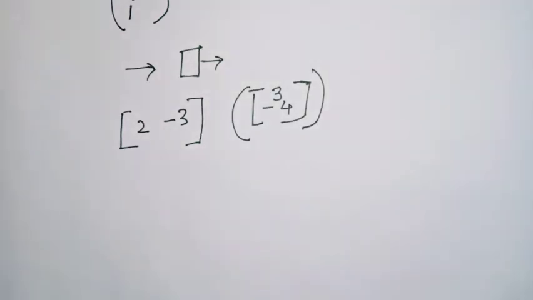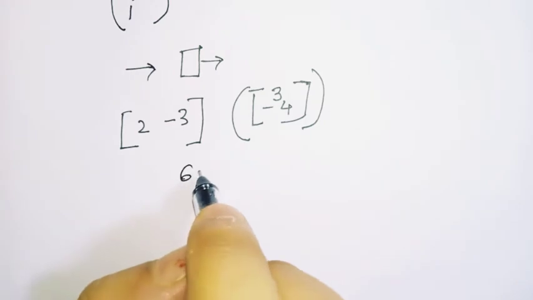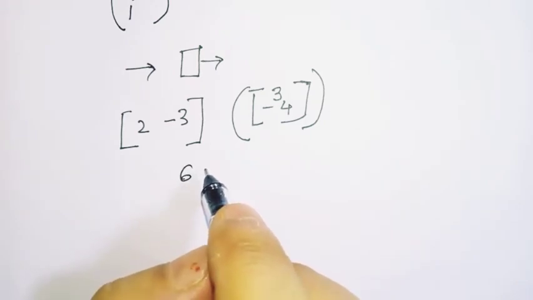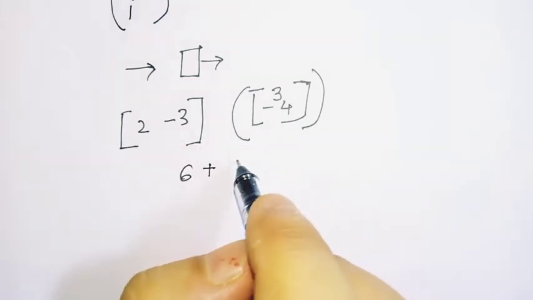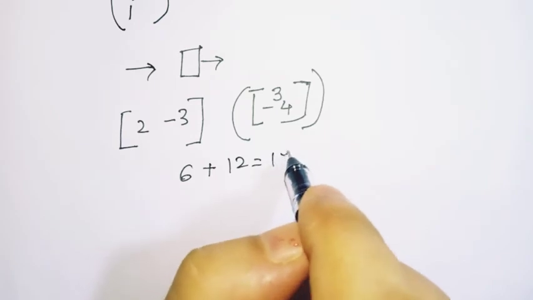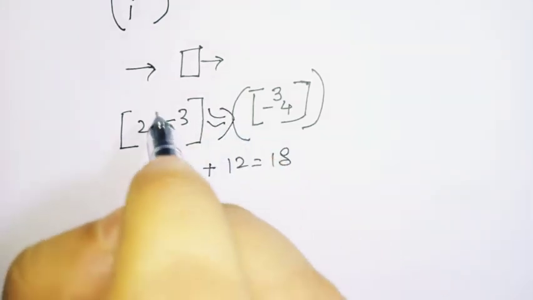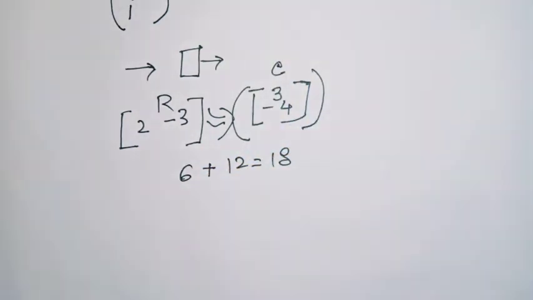We can use this as a multiplication: 2 multiplied by 3 is 6, plus minus 3 multiplied by minus 4 is 12, and we get the value 18. So it is a function, where this row vector acts on a particular column vector and gives a value.